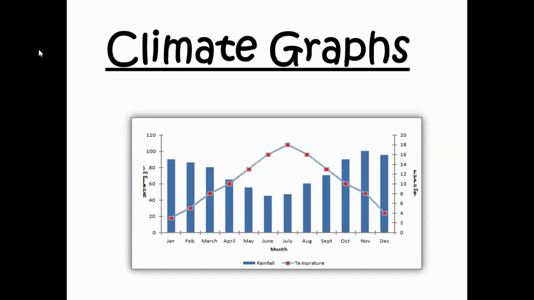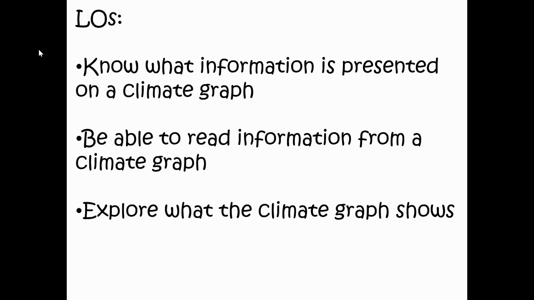Okay, what we're going to look at next today is climate graphs. This is a way we can visually represent, but also accurately represent, what the climate in a particular country is like. In these graphs, we're looking at the average weather condition over a period of time, in this case over a year. What would the average year look like in that country?